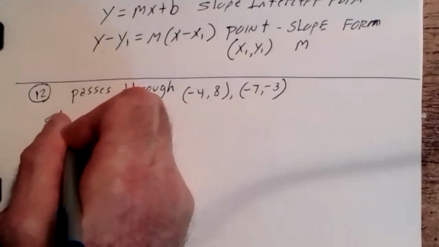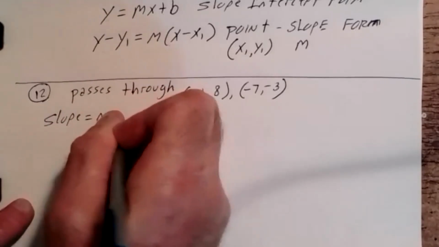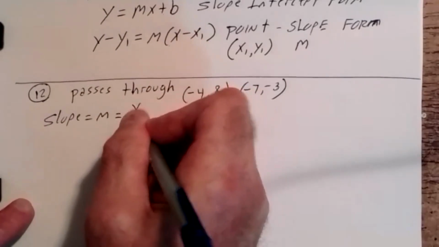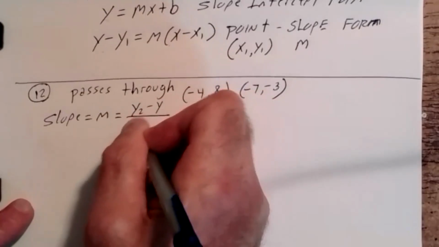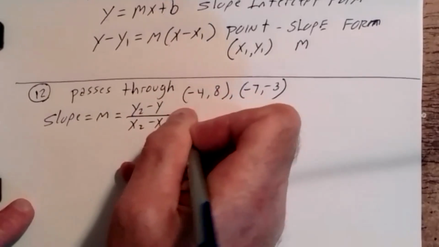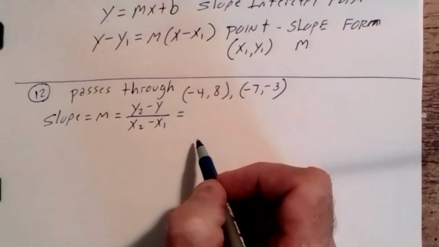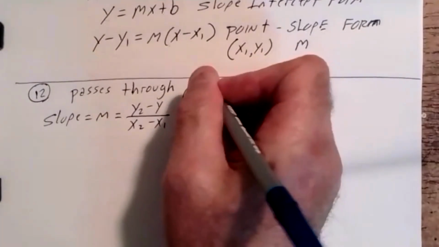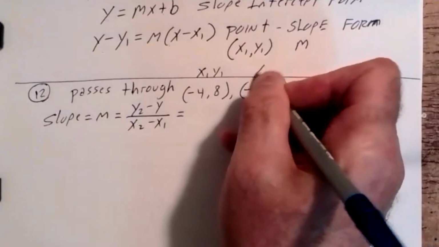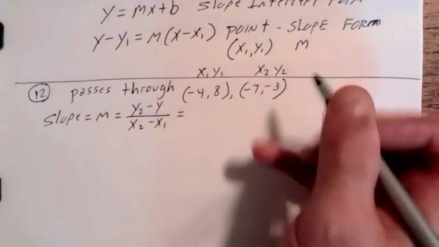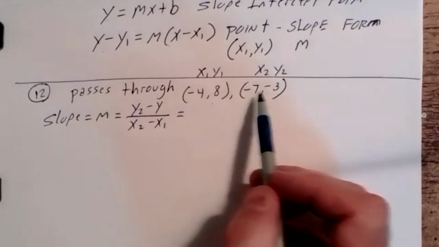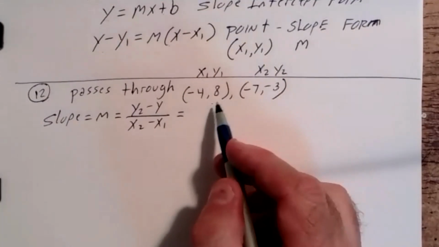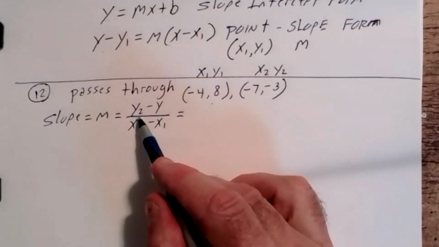Slope. Need the slope. And to find the slope m, we're going to use our slope formula, y2 minus y1 over x2 minus x1. Change in y over change in x, rise over run. I'm going to call this point my x1, y1 point. I'll designate this one as being my second point. Again, it does not matter which point you call which. Dropping the values into where they belong in the formula.